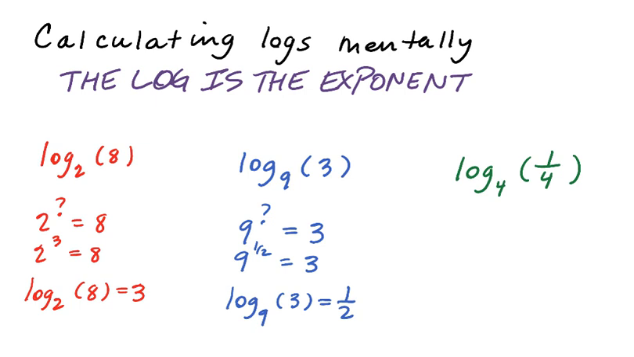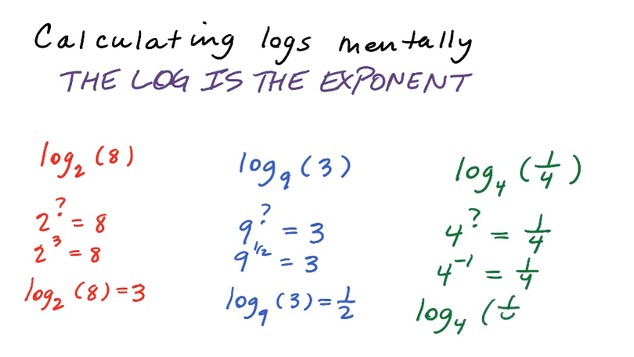Over here, you say to yourself, what special exponent do I put on 4 to get 1/4? Well, you invert a number by taking it to the -1 power. So the log with base 4 and argument 1/4 is equal to -1.